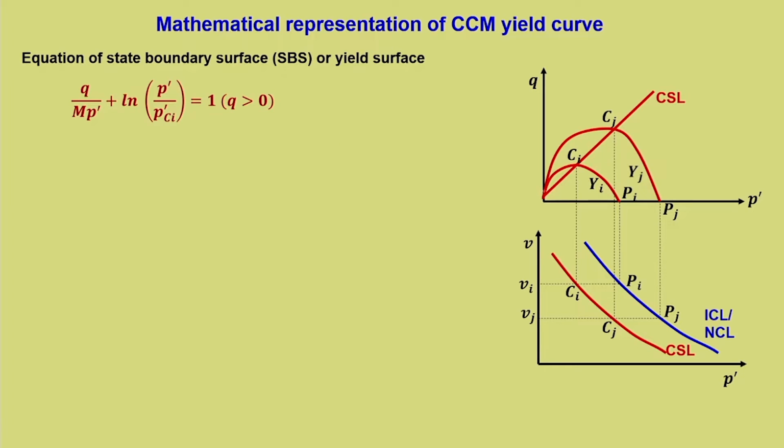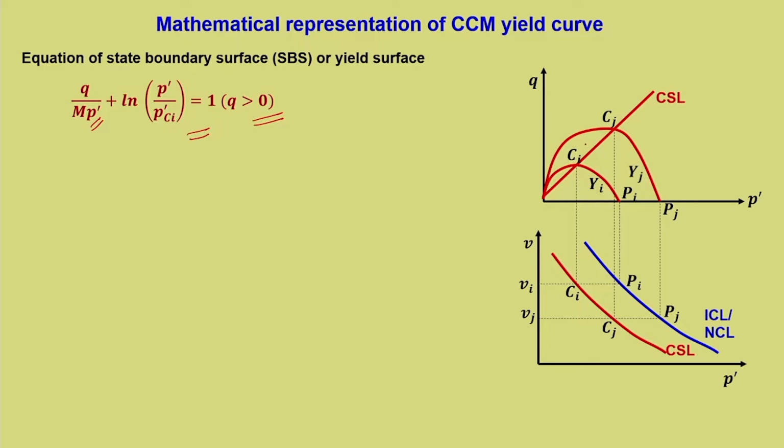that is, how do we represent this particular yield curve? The logarithmic spiral yield curve is given by this expression, which is q by M p dash plus ln p dash upon p dash ci equal to 1, and here we are taking the condition q greater than 0, that means on the compression side. Now, q we know, M is the slope of the critical state line, which is again a critical state parameter, a fundamental parameter. p dash we know, ln p dash ci.